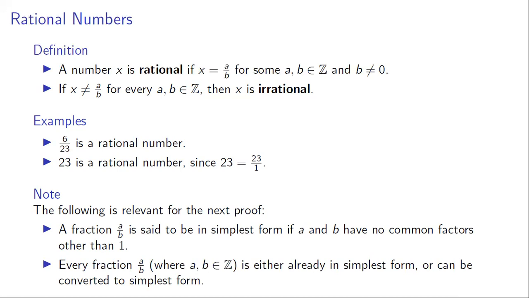Now, every fraction a divided by b, where a and b are integers, is either already in simplest form or can be converted to simplest form. Given any fraction of two integers, one integer divided by another integer, it's either right away in simplest form or it can be converted to simplest form. So if I give you a fraction, I can say let that fraction be in simplest form, which means either it's already there or just convert it to simplest form.